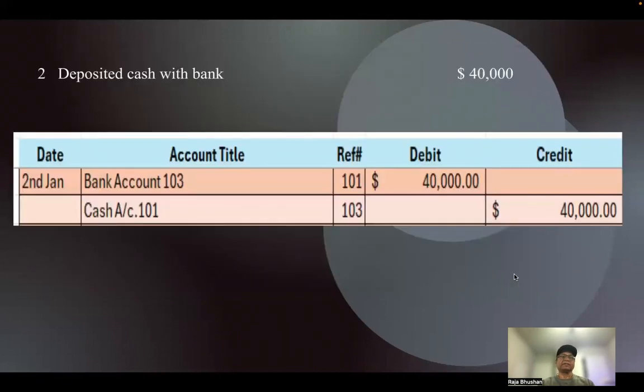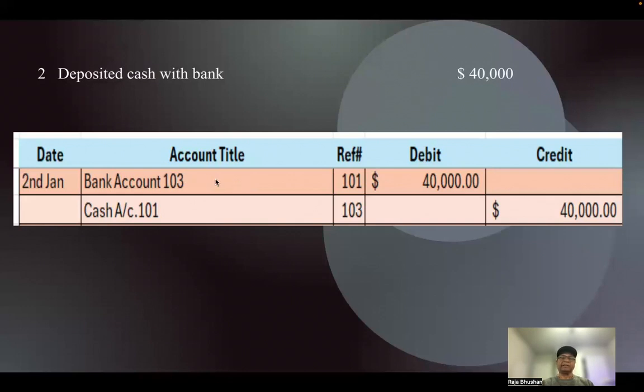Okay. Second transaction, deposited cash with the bank. Now what happened? The business is opening a bank account because it has received cash. It cannot keep so much cash with it. So it went to the bank and deposited $40,000. So here we are depositing with the bank. That means bank account, it is an asset. Any balance with the bank is an asset, right? Just like cash we are having, cash is with the bank. So that is an asset.